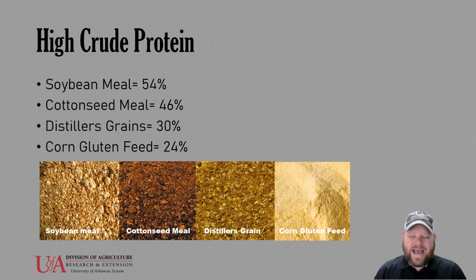So here are high crude protein sources. Soybean meal at 54%, cottonseed meal at 46%, distiller grains at 30%, and then corn gluten feed at 24%. Have an image of each of those so that you kind of understand what you're looking for when you go. You see that those are all different textures. It may not be exactly what your dealer has, but they are different textures.